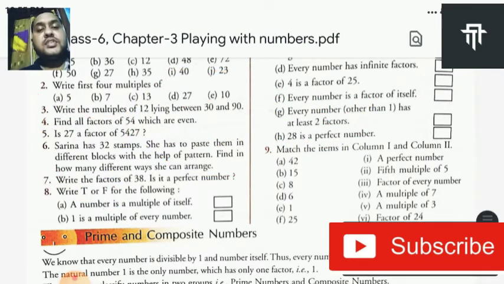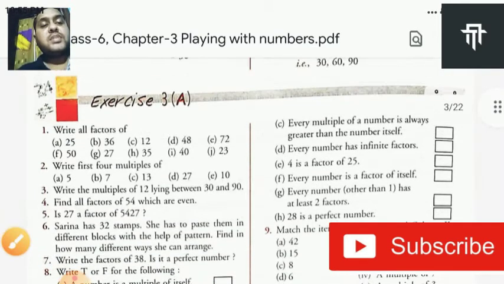Next one is true false. A number is a multiple of itself. So yes, a number is a multiple of itself. Then, 1 is a multiple of every number. No, 1 is a factor of every number. 1 is not a multiple of every number.